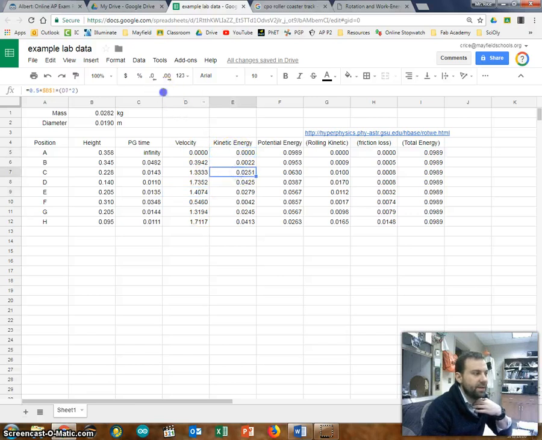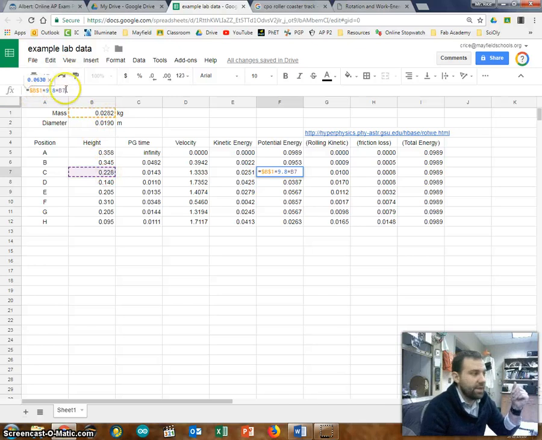Then I calculated the kinetic energy using the kinetic energy equation, which is 1/2 mv squared. So a half times the mass, which is B1, so it's locked into B1, times the velocity, which is this right here, squared. So 1/2 mv squared gives me my kinetic, and then my potential is mgh, so always the mass, times 9.8, which is little g, and then the height is listed right here. So those things multiplied together.